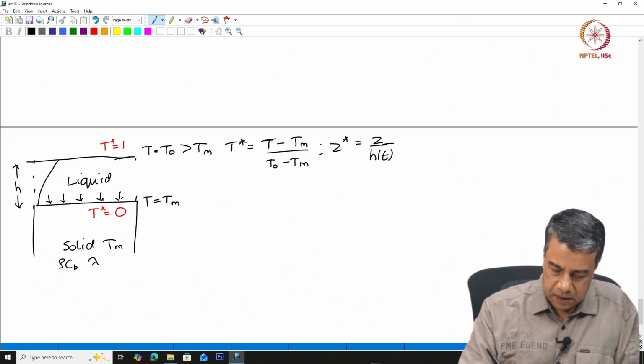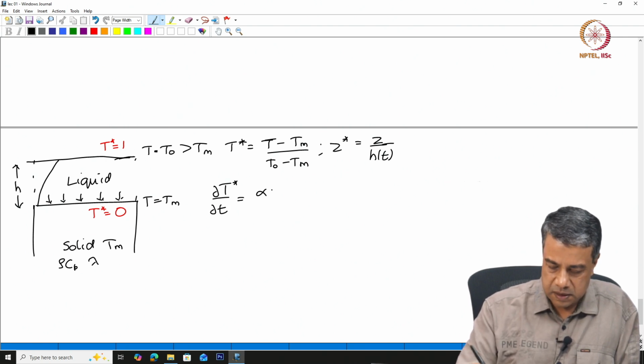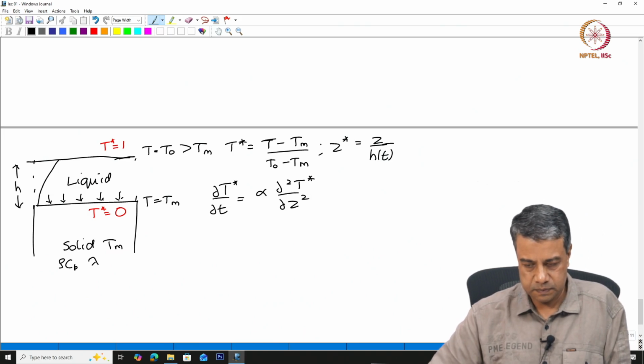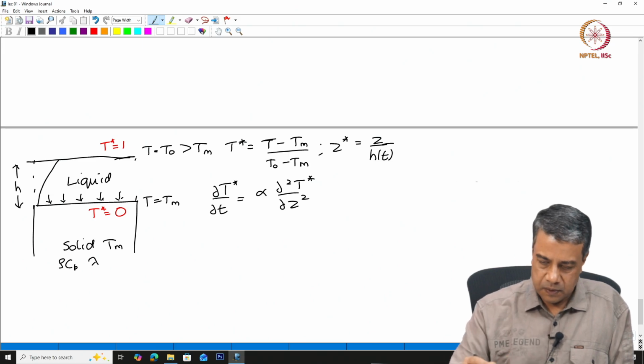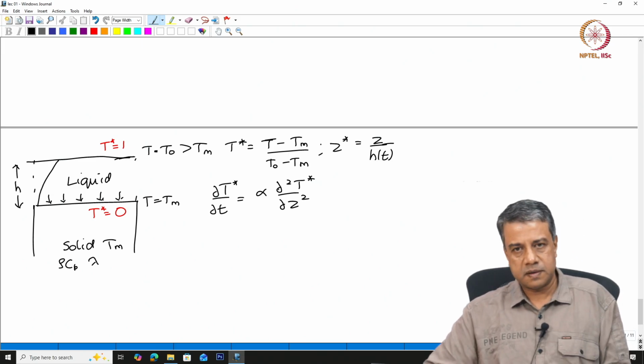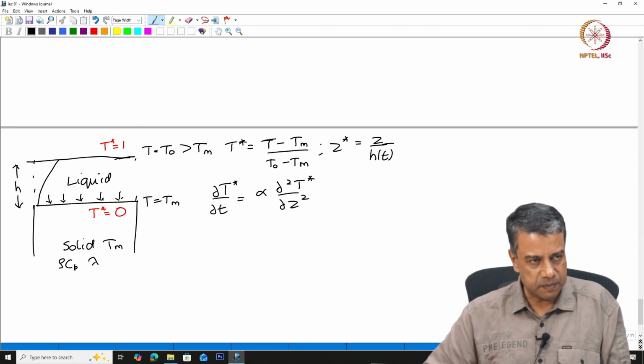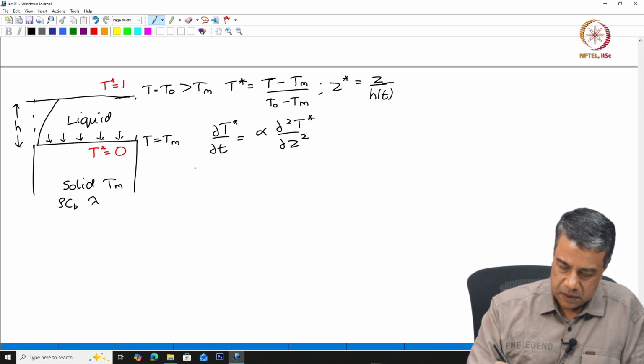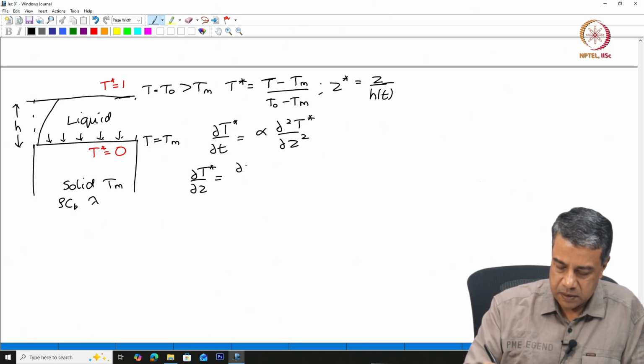So the temperature equation is partial T star by partial t is equal to alpha d square T star by partial z square. Once again, I have to represent this in terms of the scaled variable or the similarity variable z star. So partial T star by partial z is equal to partial z star by partial z, partial T star by partial z star.